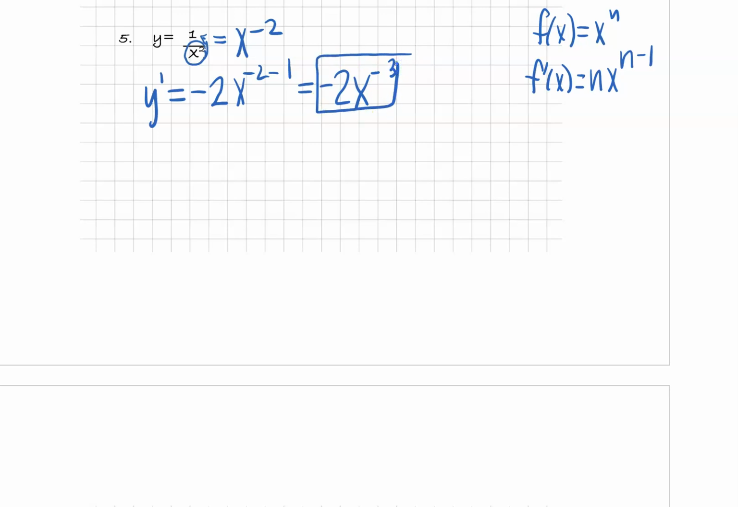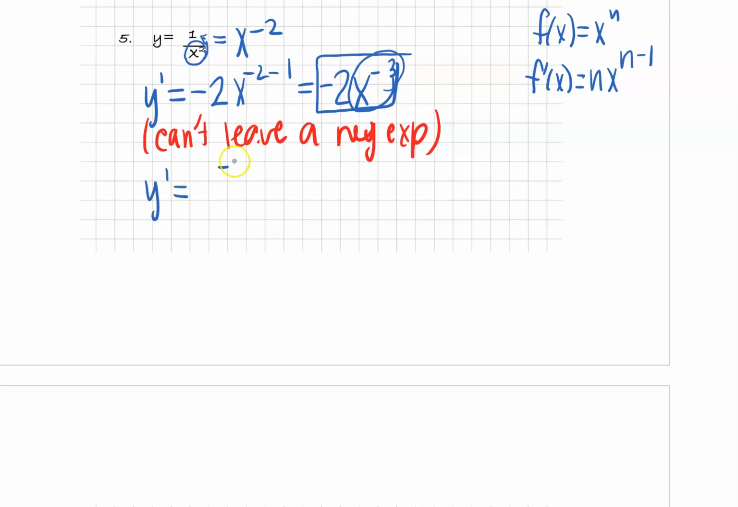Now, that's not very good format. So again, I'll re-emphasize here, you can't leave a negative exponent. So take it one step further, and we're going to take this x to the negative 3 and put it back in our denominator. So that gives me negative 2 over x to the third. And then I'm done with that problem.